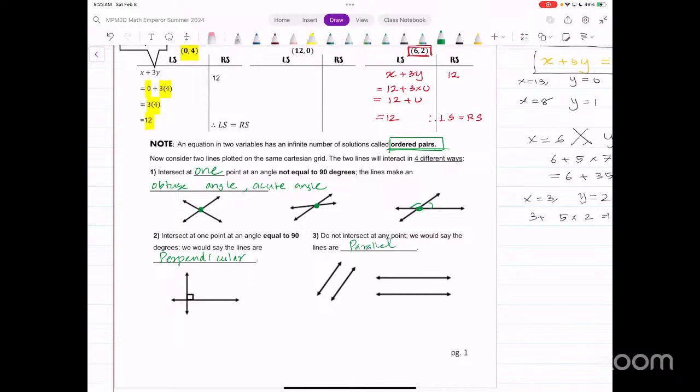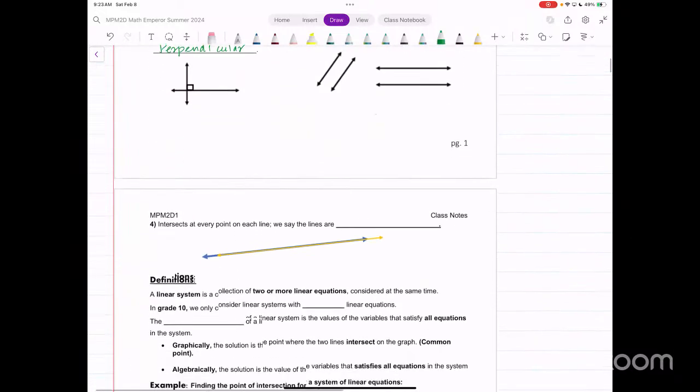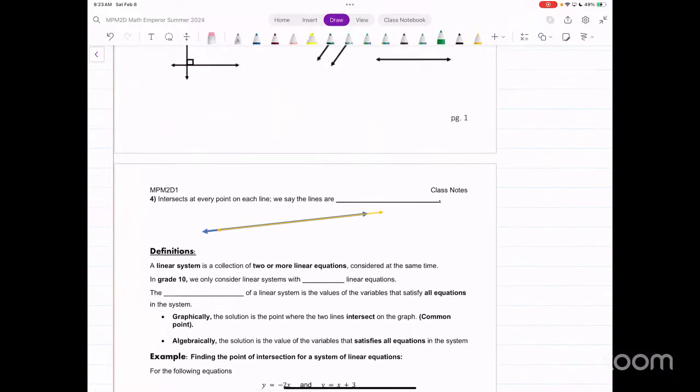So far, so good, guys? Okay. So intersects at every point on each line, we say the lines are collinear. If two lines are on top of each other, that means the equations of the lines are exactly the same. We call it collinear. Sounds great? All right.